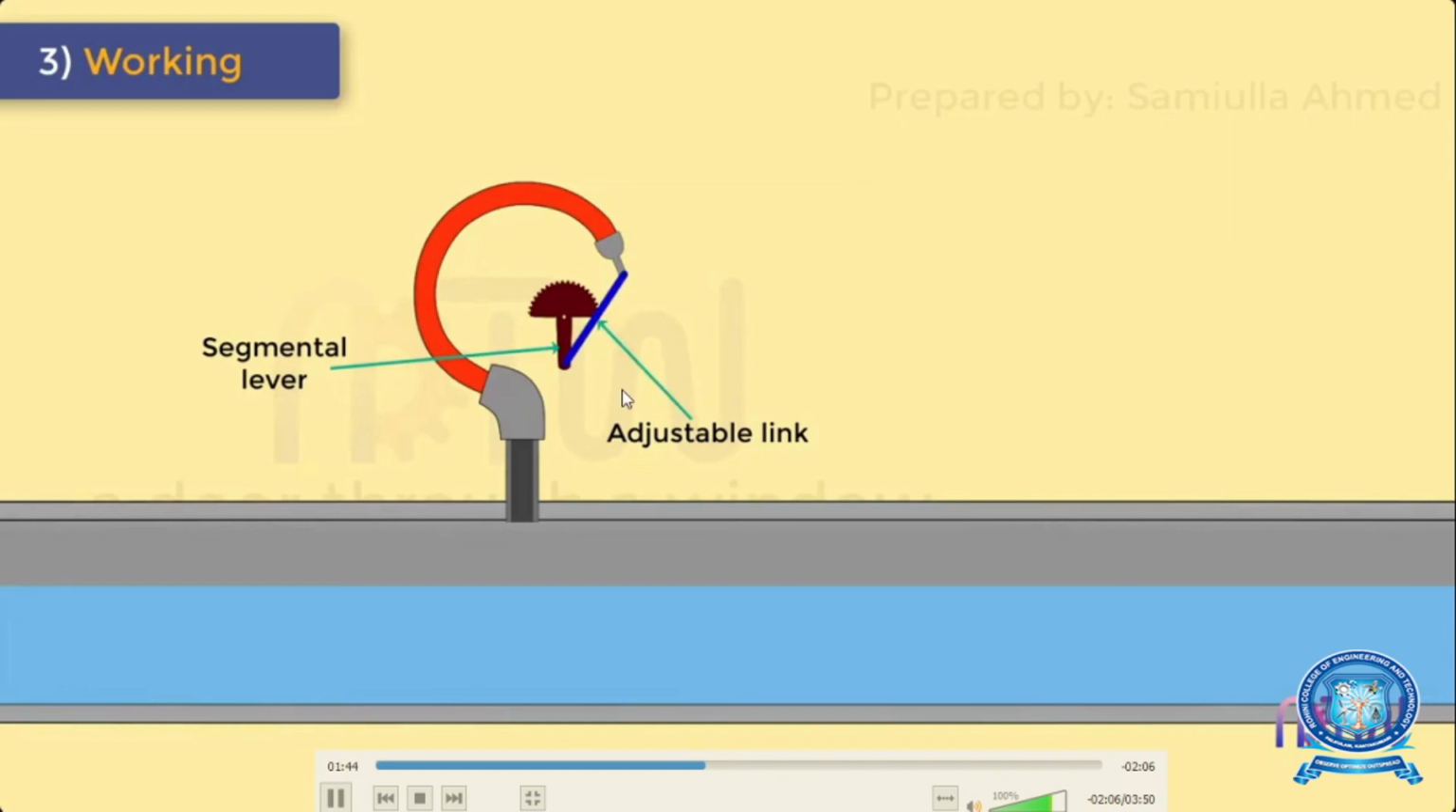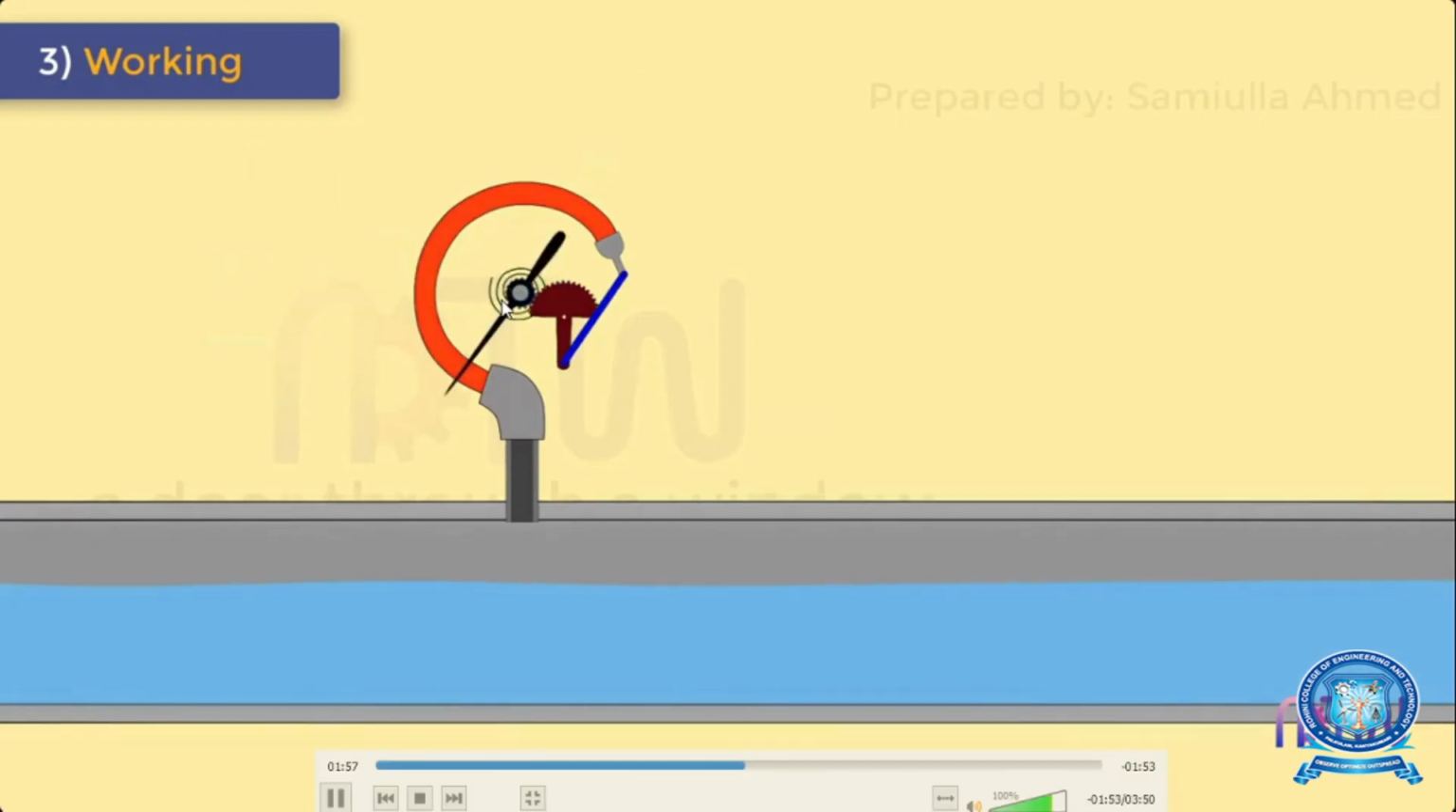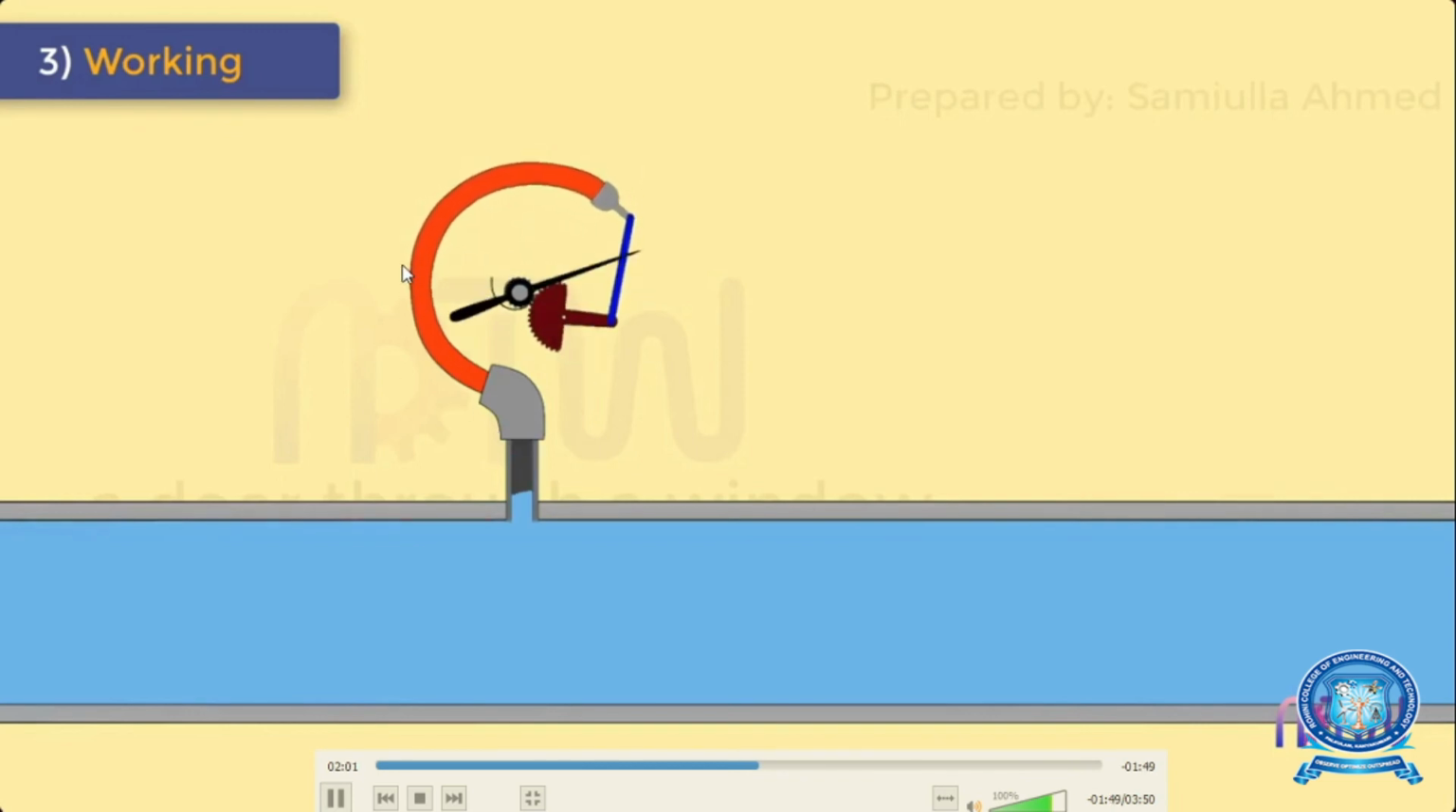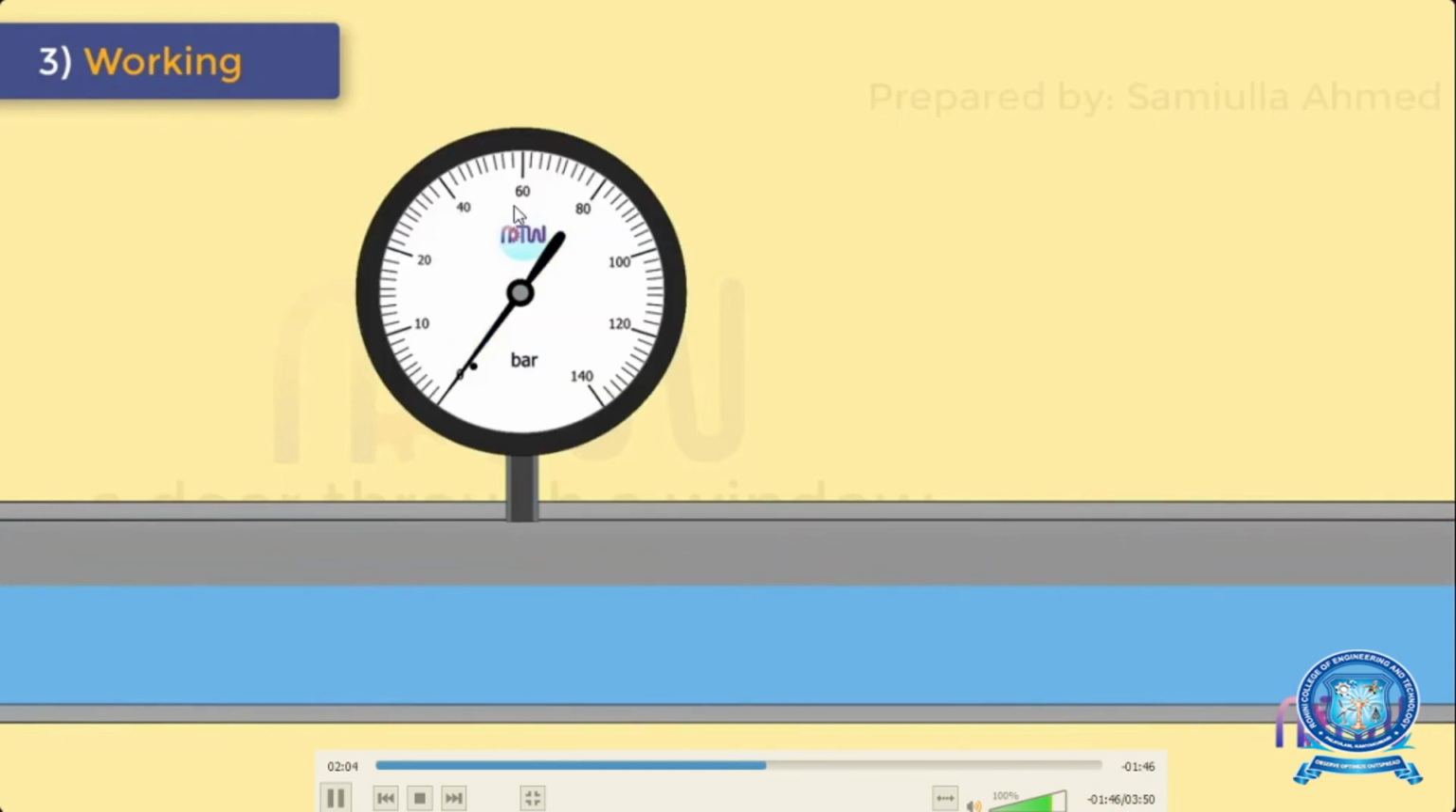There's a segmental lever and a link, which is connected with the sealed end, and there's a rack and pinion, and a pointer which is connected with the rack and pinion. When it is moved, it automatically shows the pressure of the entire fluid given on the C-type Bourdon pressure tube.